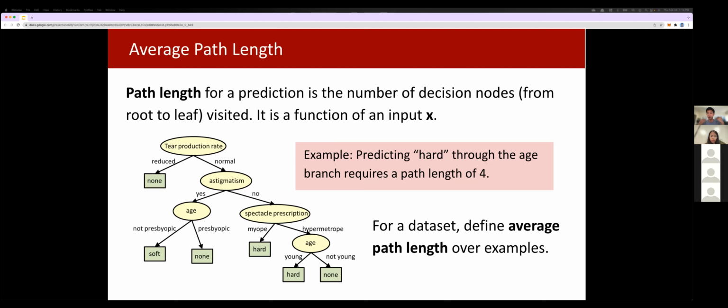So if I give you a whole data set, I can compute the path length for every single example. And the average over those, I call average path length. And the notion you should have in your head now is that average path length is a measure of how complex my decision function is, right? If I have a larger tree that's very long, that means that it learned a very complex thing. It had a lot of edge cases to cover to capture some true decision function. Whereas a short one is very simple.